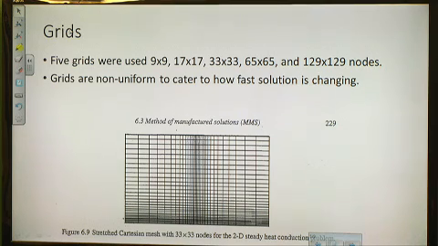Could anybody tell me why those strange numbers? Yeah, this is the number of nodes. So the number of cells is going to be one minus that. So 8 by 8, 16 by 16, and so on. And these are grids that don't change the boundary line. They just divide. When you go from 9 by 9 to 17 by 17, you simply take each cell and divide it by 2 in the x direction and by 2 in the y direction.